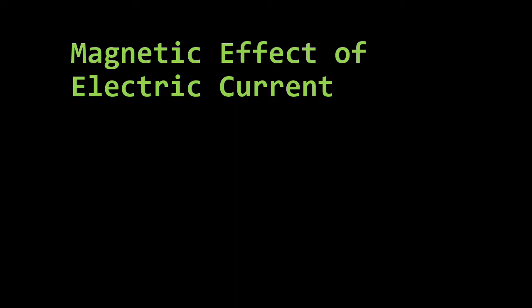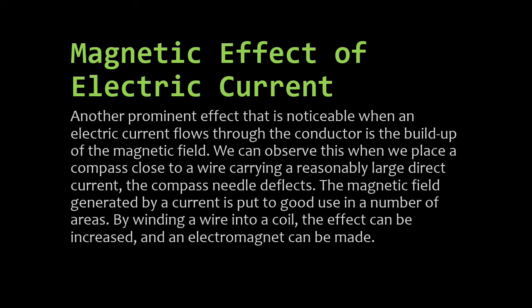Magnetic effect of electric current. Another prominent effect that is noticeable when an electric current flows through a conductor is the build-up of a magnetic field. We can observe this when we place a compass close to a wire carrying a reasonably large direct current. The compass needle deflects. The magnetic field generated by a current is put to good use in a number of areas. By winding a wire into a coil, the effect can be increased and an electromagnet can be made.